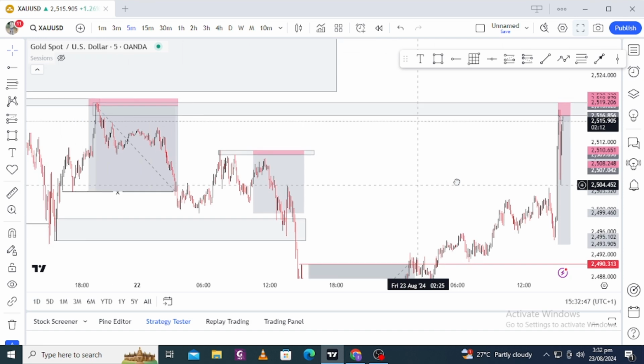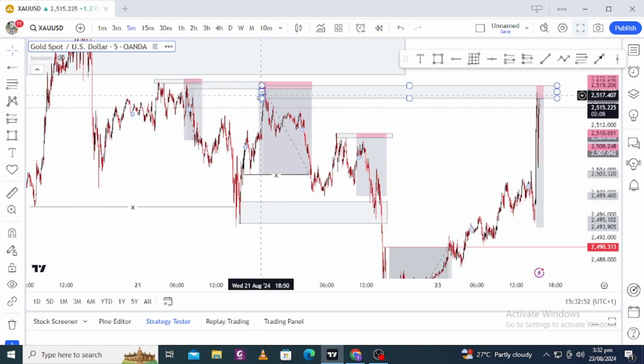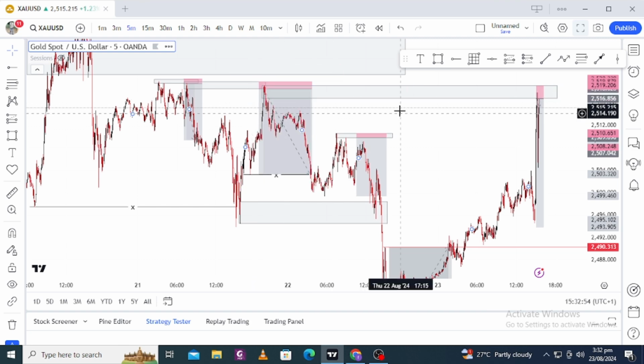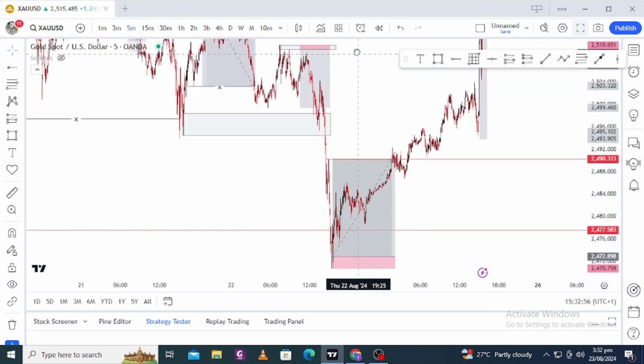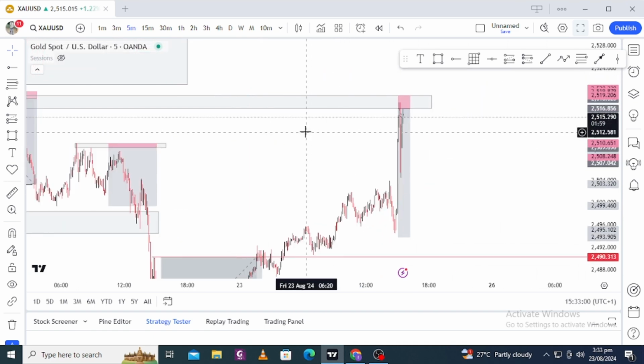So I saw the setup right here. I'm just scalping all this week. I always like to see a very long time trade, so I'm just scalping the market. So I saw this particular setup here. I'm going to explain, and then you can see the price come all the way back to my entry.